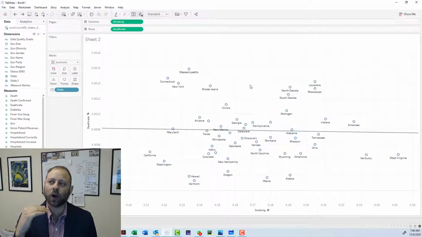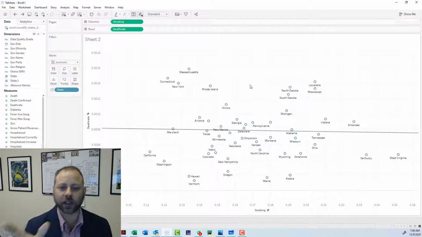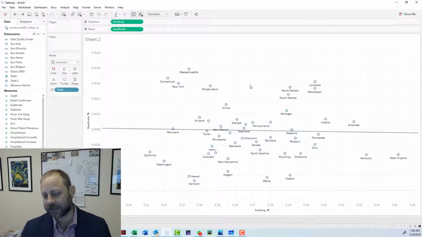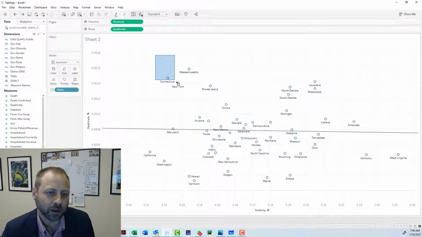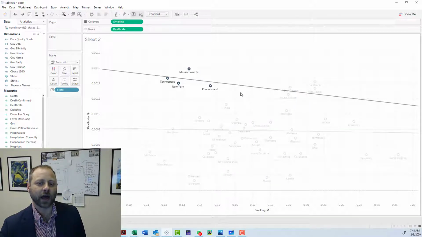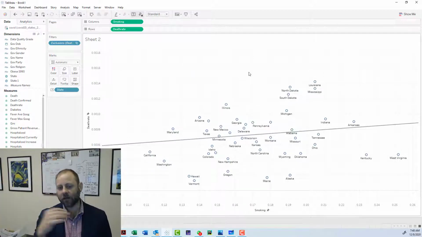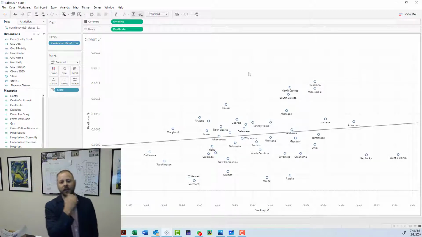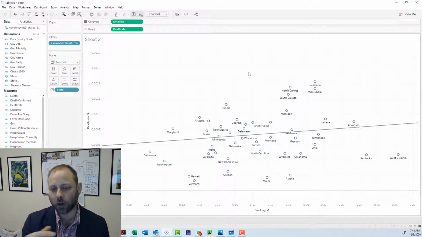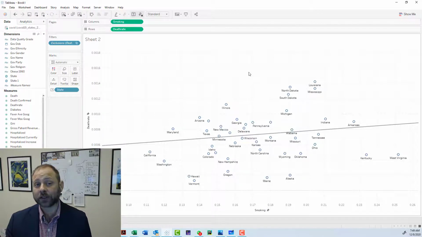Why would smoking increase? Because that's what this is saying. Smoking actually increases your survivability, and that's not true. Something particular is happening in the New England states that is throwing off the entirety of the data. And if we were to exclude them, then you have the upward slope where the increase in death rate increases with the increase in smoking. So fascinating stuff. I hope this has been helpful.